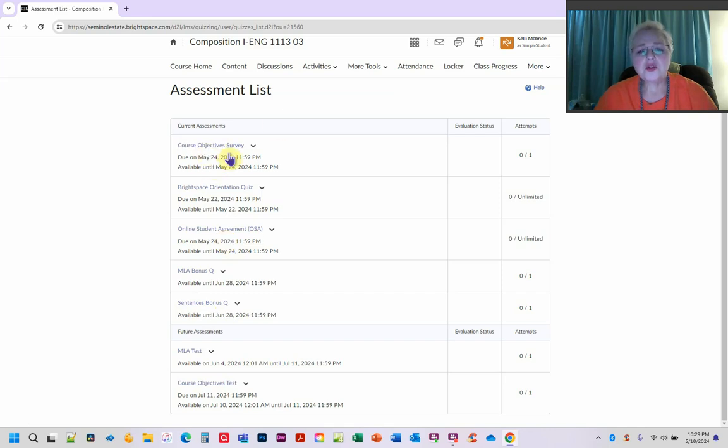work. And then this first one is the course objective survey. This is not really a test. You don't get any points taken off no matter what you do. This is just a way for me to kind of see what do you already know about the course objectives before we even start doing them. So this is the first thing you're going to be assigned to do.